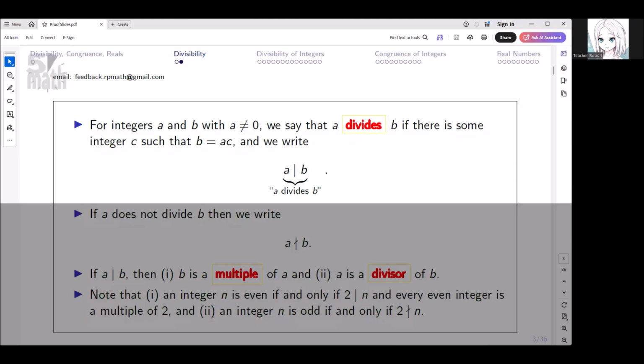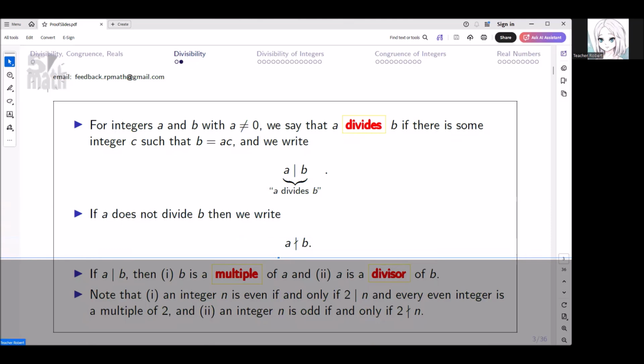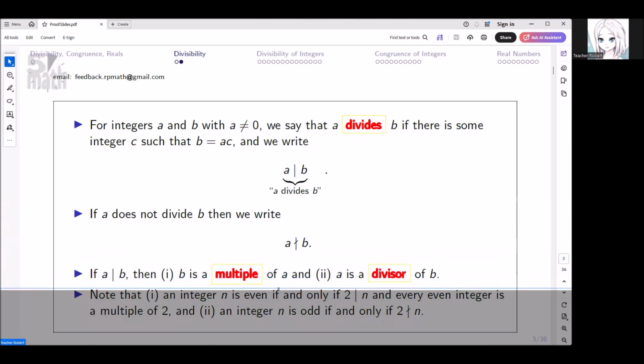For integers a and b with a not equal to 0, we say that a divides b if there is some integer c such that b equals ac, and we write this. If a does not divide b, then we write this. If a divides b, then 1. b is a multiple of a, and 2. a is a divisor of b.